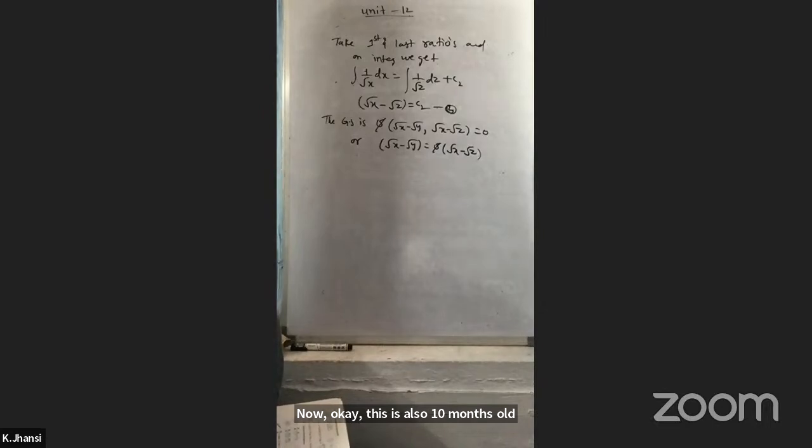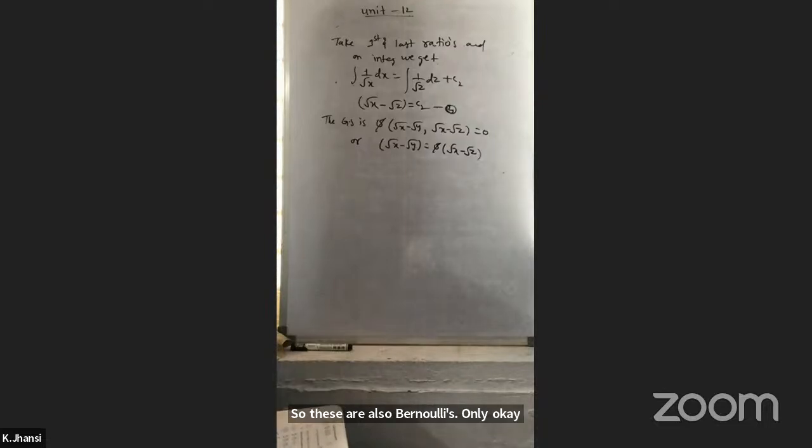And page number 104, MEQ questions are there, no, in the 5th bit. So these are also Bernoulli's only. So the second one, y dash equals x square y cube minus xy. And the 6th question.